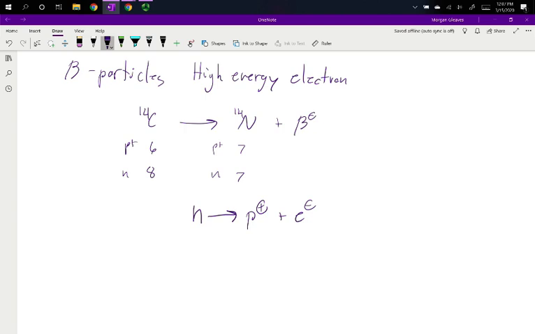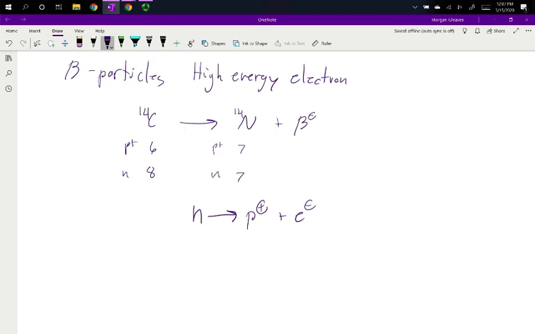So one of the neutrons in the nucleus, that's the only place they are, becomes a proton. But you can't just create positive charge. You were neutral. You still need to be neutral afterwards. The universe doesn't let you create or destroy charges.